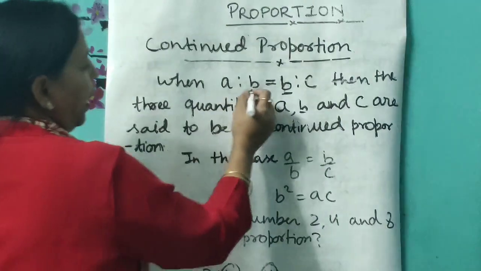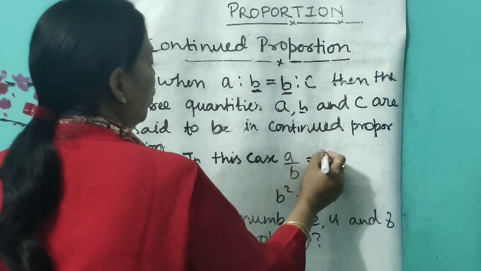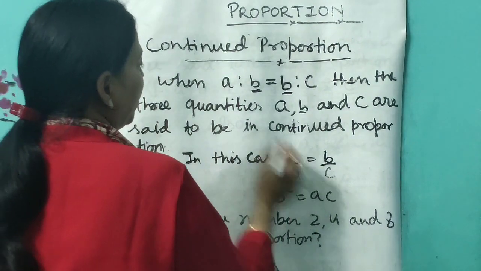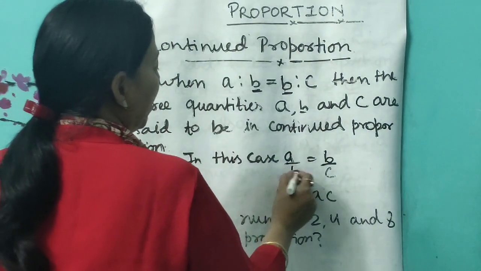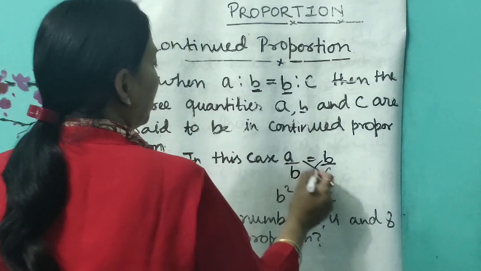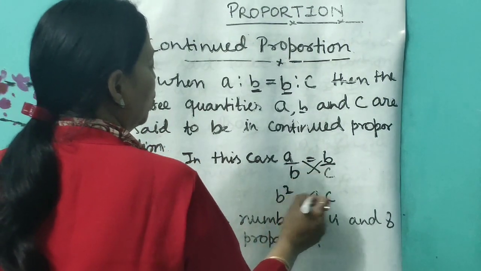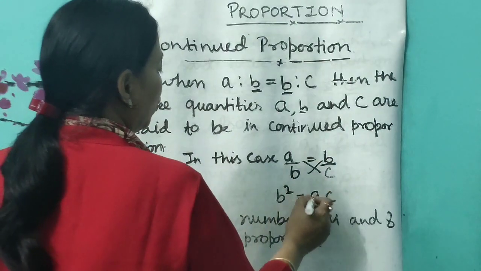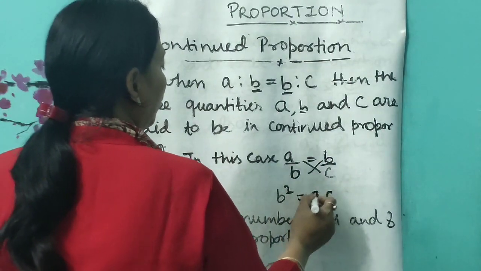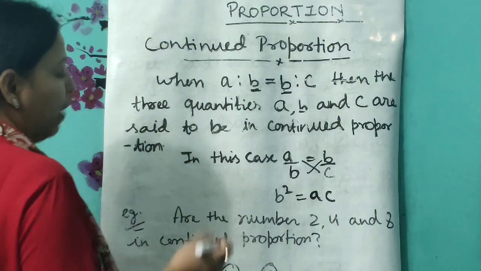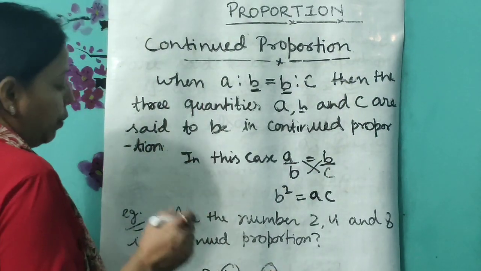In this case, A by B is equal to B by C. You can write this in this form also. A by B is equal to B by C, and when you cross multiply this, you will get B into B is equal to A into C, means B square is equal to AC. So this is the formula for finding unknown values in the continued proportion.